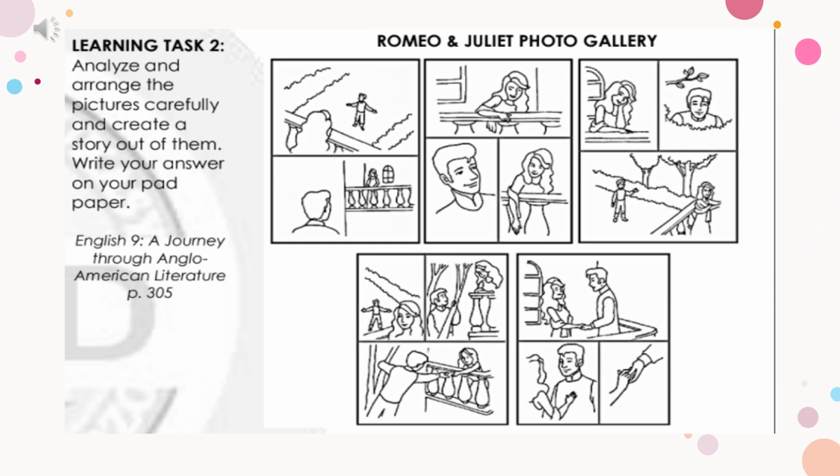Learning task 2. Analyze and arrange the pictures carefully and create a story out of them. Write your answer on your pad paper. So we have here 5 images coming from Romeo and Juliet. So you know that Romeo and Juliet is one of the literary texts that you must know in English 9.